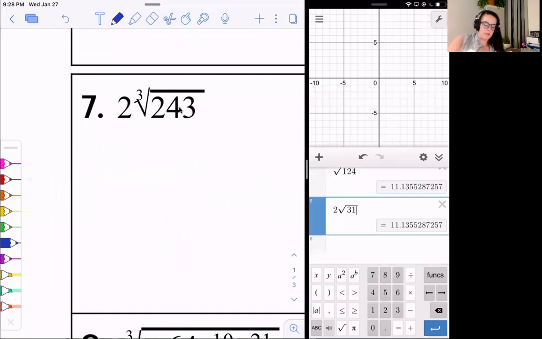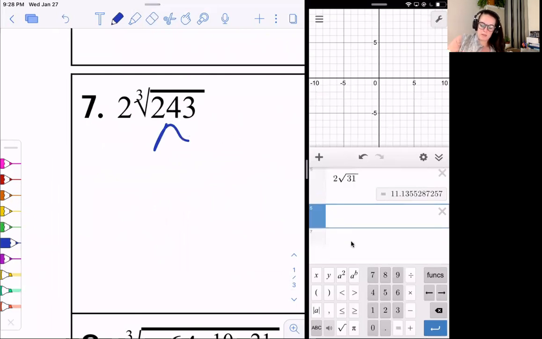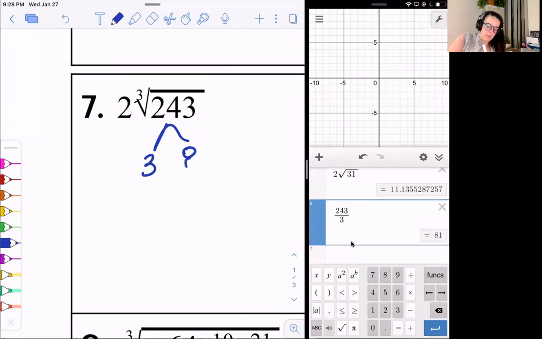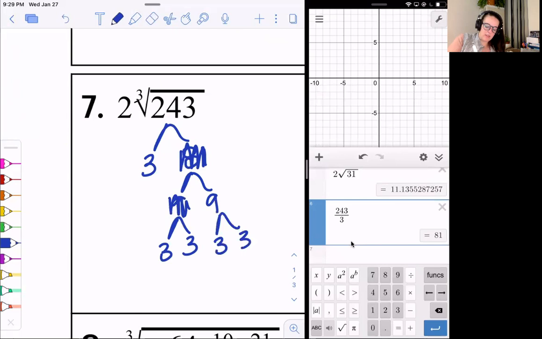So I'm thinking, okay, 243, it's not even, so it's probably divisible by 3. I'm going to click here. 243 divided by 3 is 81. So 3 and 81. I know 81 is 9 times 9. I know 9 is 3 and 3. I know this 9 is 3 and 3. Right? There's nothing that can go more into 3, so I am done.